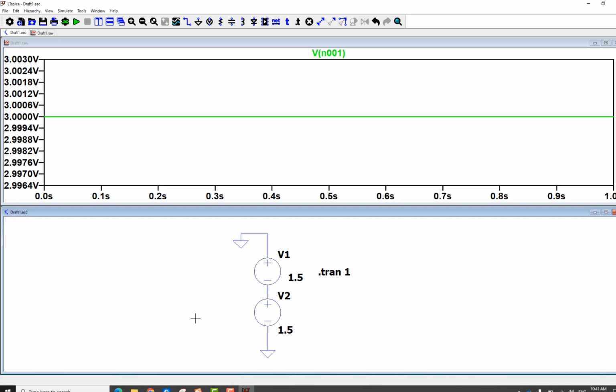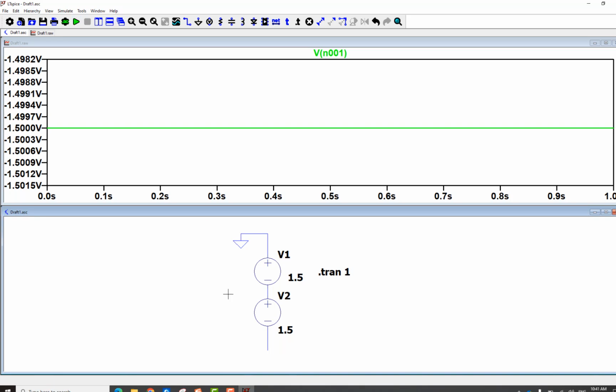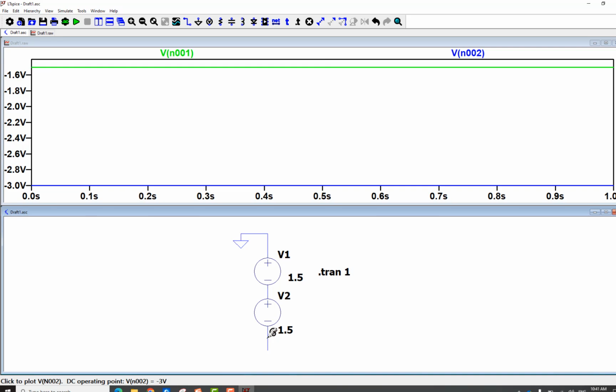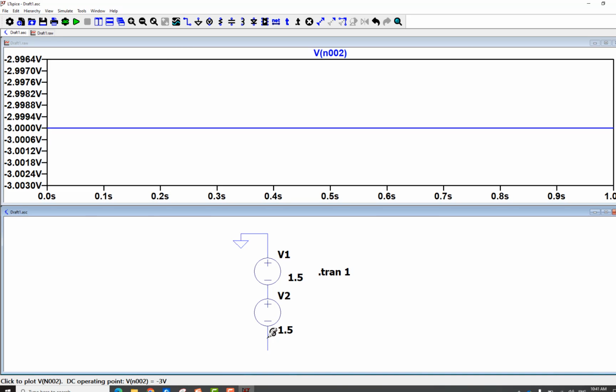So I'm gonna delete here. All right. If I run it, this circuit is fine. Okay, it's allowed, it's permitted. So what's the voltage here in the middle? Negative 1.5. What's the voltage here? Negative 3. Let's probe it. Negative 1.5 and negative 3. Okay?